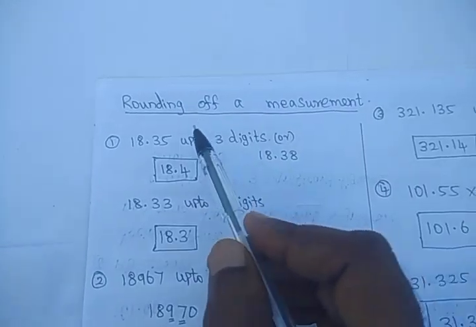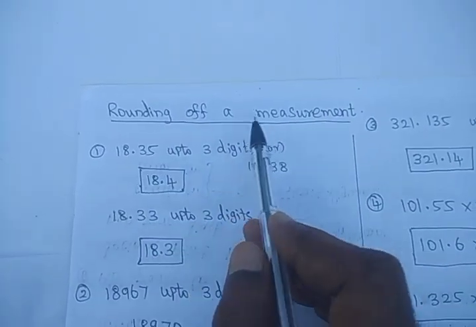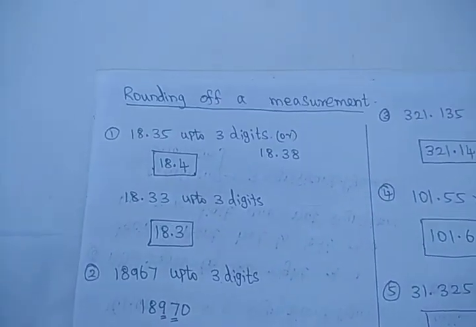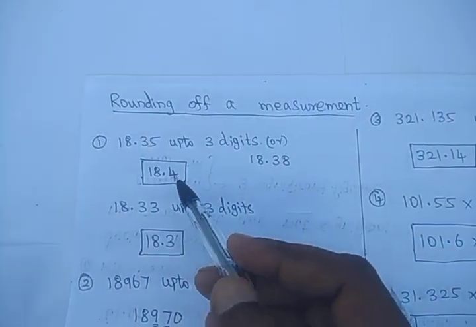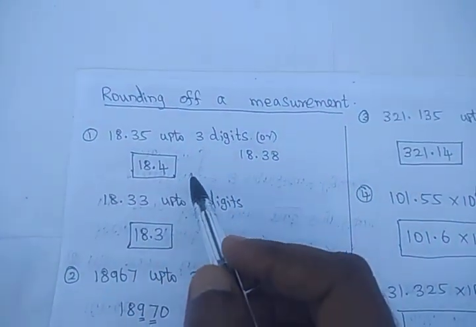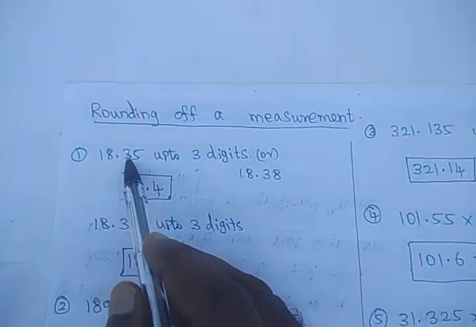Dear students, in this session we are going to see about rounding off a measurement. So, rounding off a number. In your physics, whatever measurements we are doing, we sometimes have to round off. That is why this topic is given in our syllabus. Take 18.35.